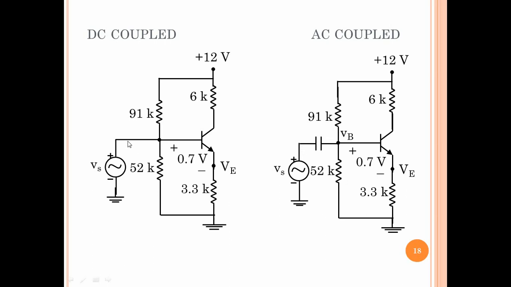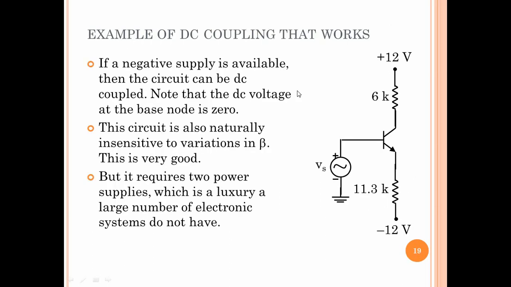On the other hand, this circuit is called DC coupled in that there is no capacitor, so any signal, DC or AC, from the signal source will reach the base, or the input of the amplifier. Now, of course, as we saw, this circuit does not work, but there are examples of DC coupling where the circuit does work, and here is an example.